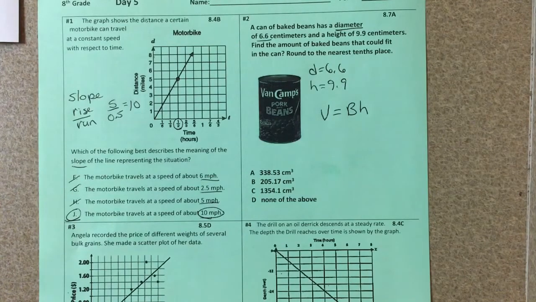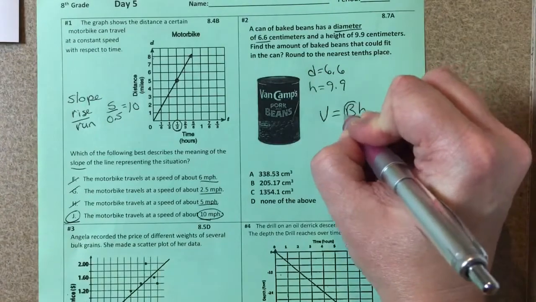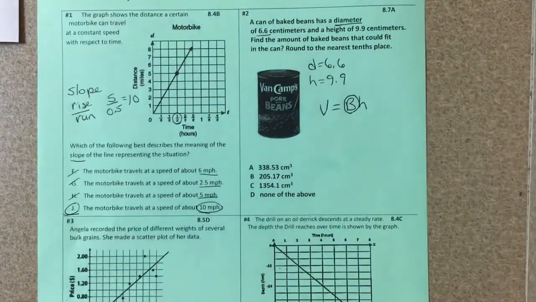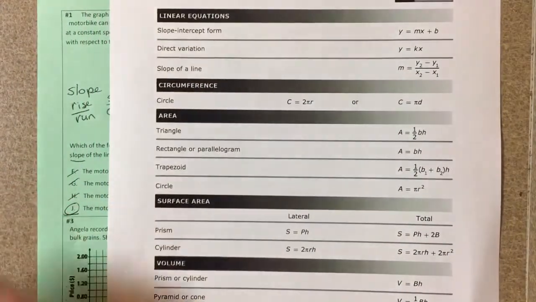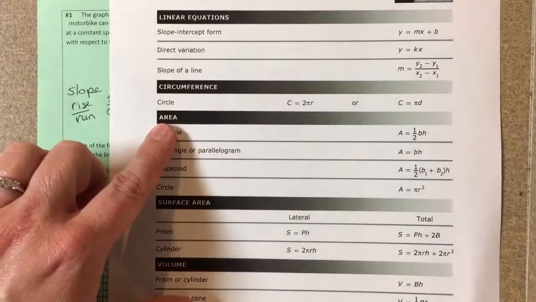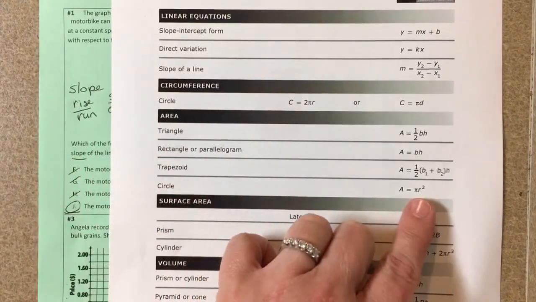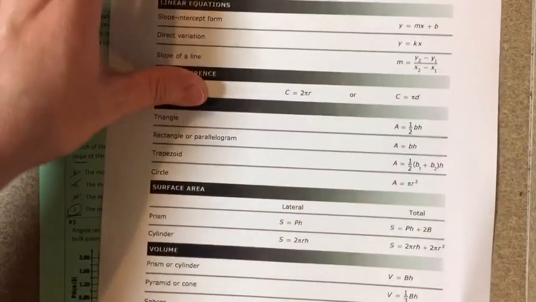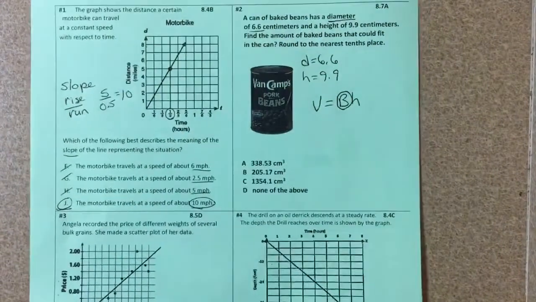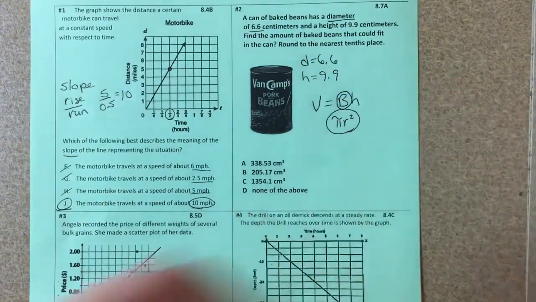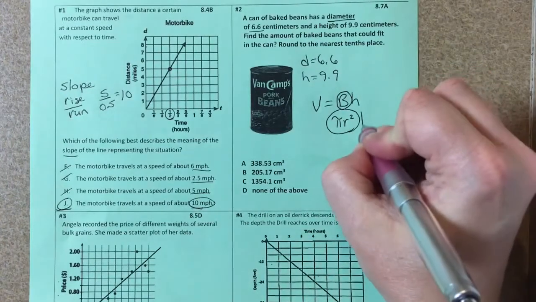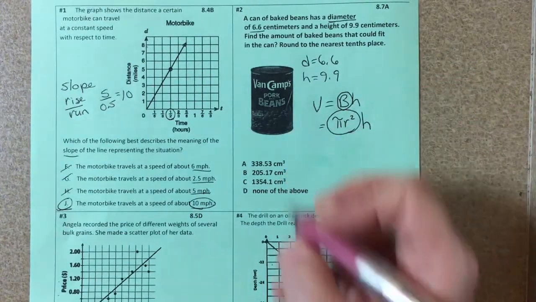And for this can, it's going to be a circle. So I'm going to replace big B with the formula for the area of a circle, because capital B stands for area of a circle. So I got to come find area, circle, pi r squared. So I'm going to replace that B with pi r squared. Okay, that's how I find the area of that circle base. And then I multiply it by the height.